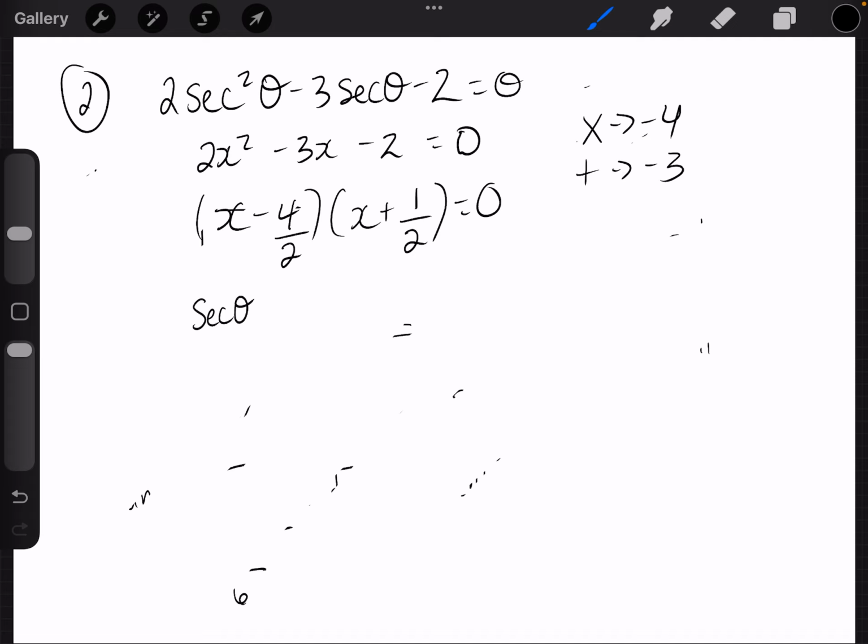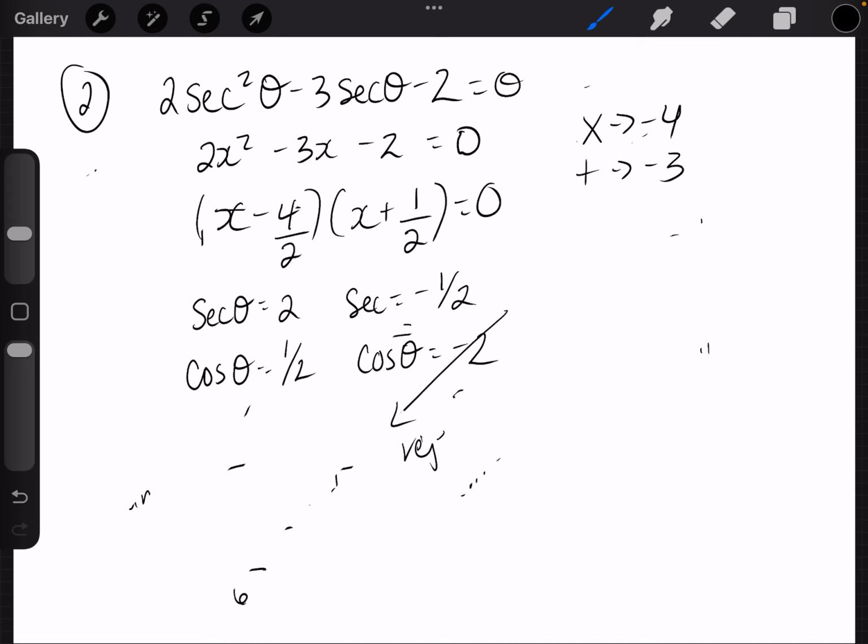So from that, secant is equal to positive 2. Secant is equal to negative 1/2. And then when I make that a cosine, this one is positive 1/2. And this one, I can't have cosine give me a negative 2, so I reject that value. Your reference angle here is 60 degrees. That happens in 2 places, right here and right here.